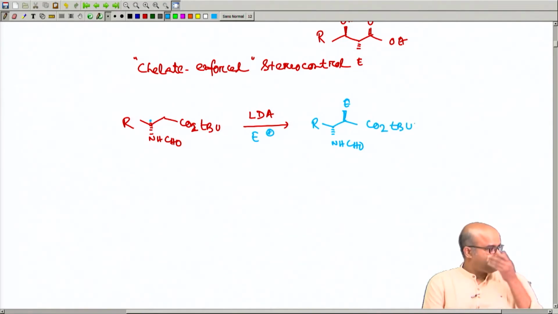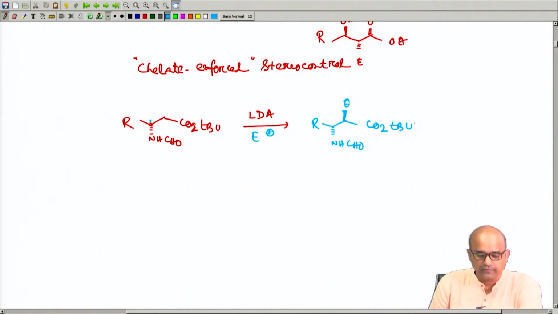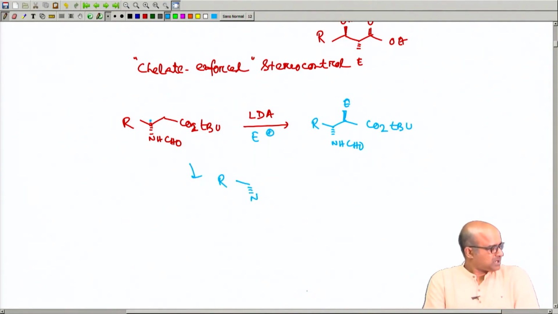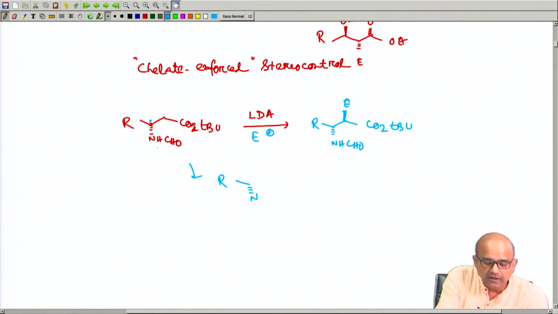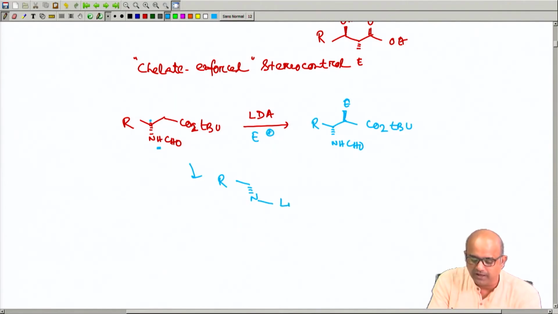Now, how can you draw the chelate? Let me try a very simplified drawing. You write this as NH, but initially this hydrogen seems to be acidic. So, you can try to write this as NLi, because this is adjacent to the carbonyl group, and then you have this C double bond O with O tertiary butyl. So, basically you have this chelate.